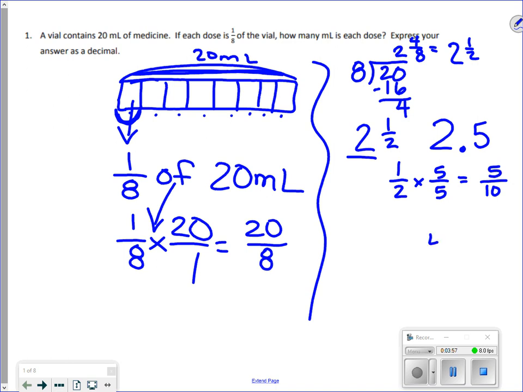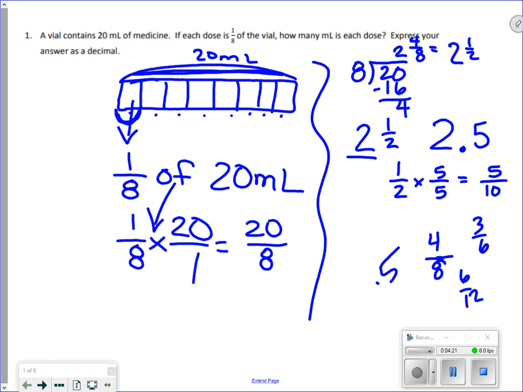So if I had 4 eighths, 3 sixths, 6 twelfths, any of those. Because 12 would go into 60 5 times. 8 goes into 40 5 times. 6 goes into 30 5 times. All of those are equal to 5/10.